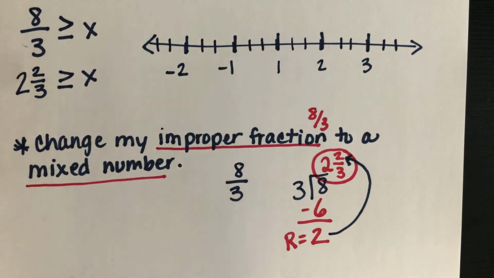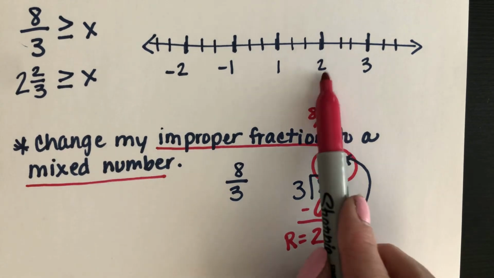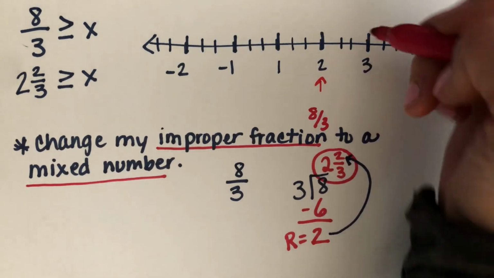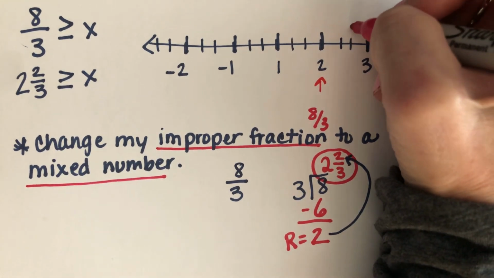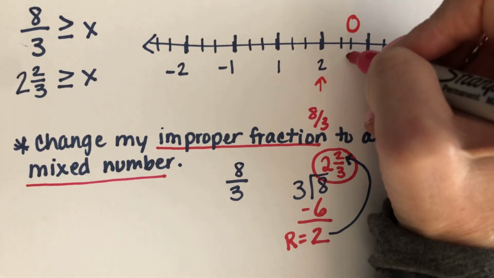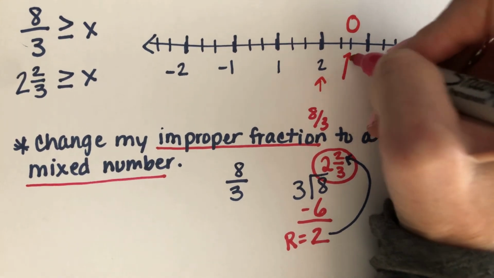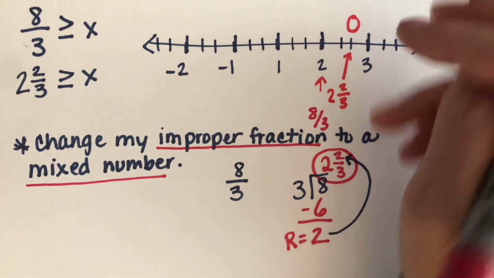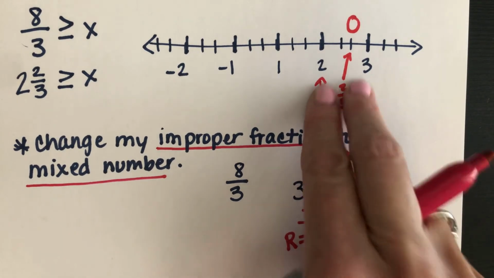So now I have to find out where do I put my circle. Well, I have 2, here's 2, and then I have 2/3. So I have 1/3, 2/3. So my circle is going to go right here because there is my 2/3. So I have 2 is my whole number and 2/3. So it's going to fall between 2 and 3.